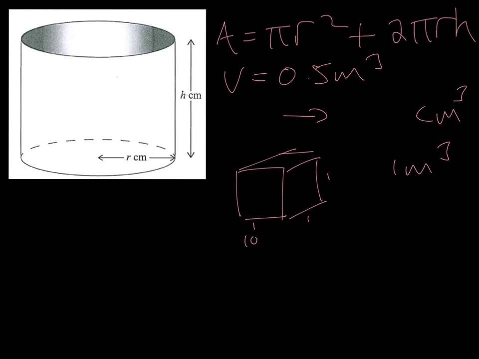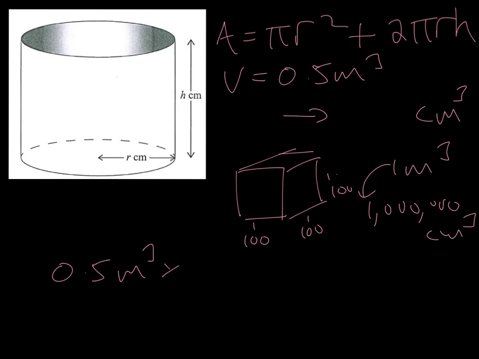In centimeters, 1 meter equals 100 centimeters, so that's 100, and that's 100 centimeters. So in centimeters cubed, we're going to do 100 times 100 times 100. So 1 meter cubed is the same as 1,000,000 centimeters cubed. So to get from meters cubed to centimeters cubed, you need to multiply by 1,000,000. So if we take 0.5 meters cubed and multiply by 1,000,000, we will end up with 500,000 centimeters cubed.